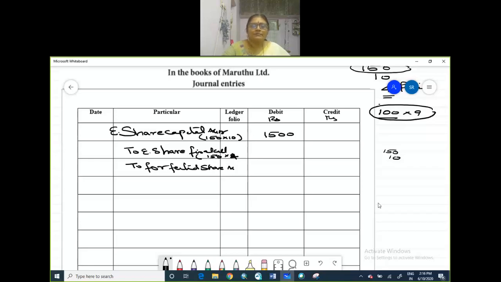Now 1500. What is the actual final call? He has failed to pay 150 into 4. So what's the total amount? 600. So what is the balance? 6 rupees. 150 into 6, that comes to how much? 900 rupees. Okay. So you have transferred. How many shares are forfeited? 150 shares forfeited.